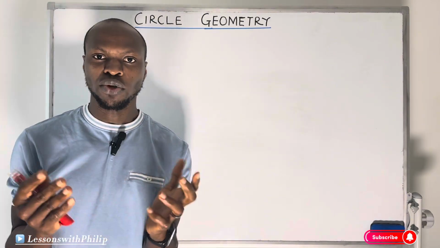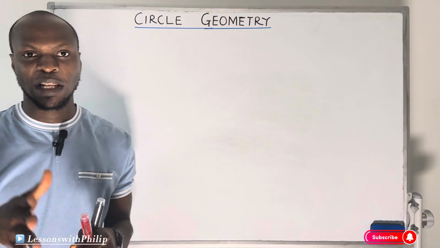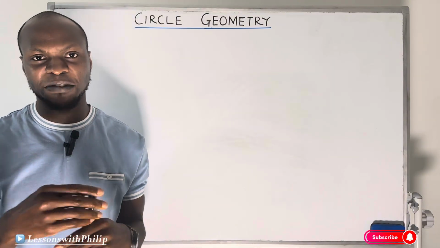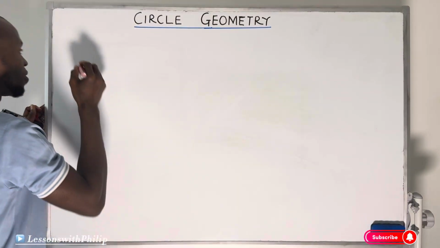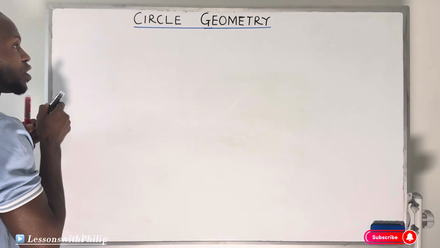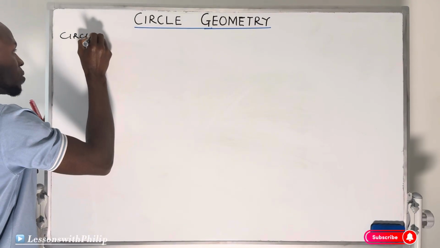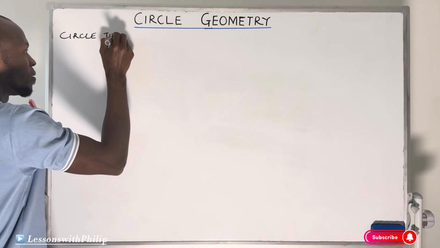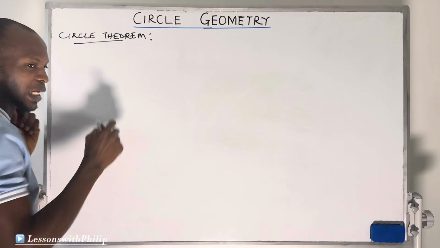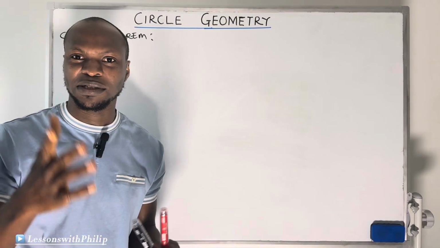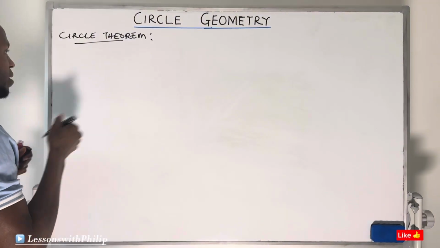Now, how do we identify some angles in a circle? There is a law that governs the identification of angles in a circle, and that law is known as theorems. So we'll be going straight to circle theorems. Circle theorems, okay? This will be our subtopic for today. There are about 6 theorems which I want to identify today. Now, let's go. Theorem 1.